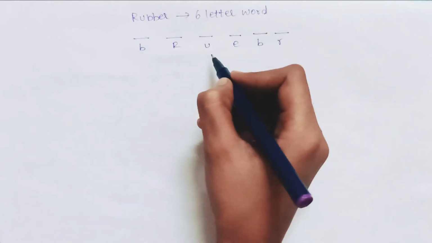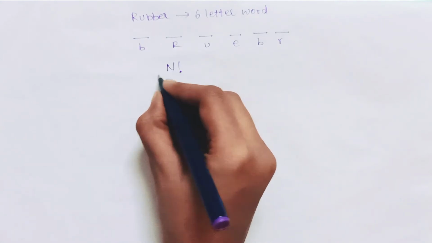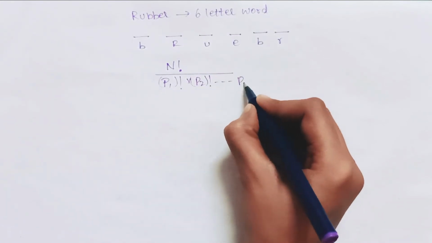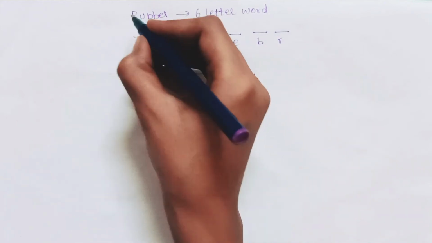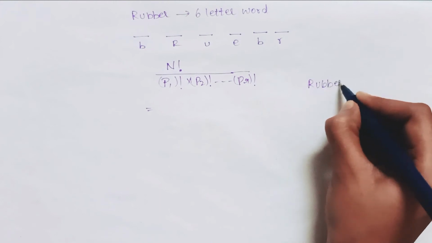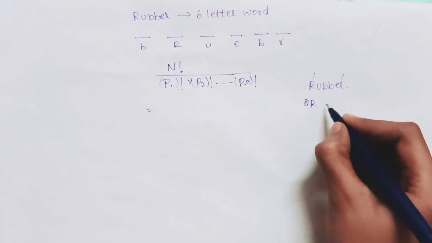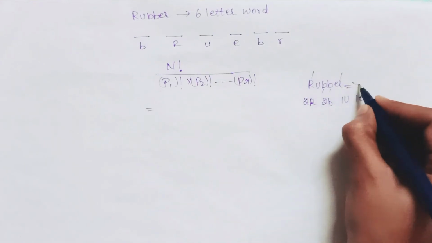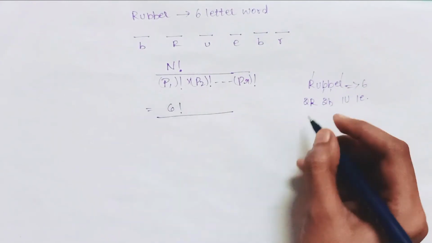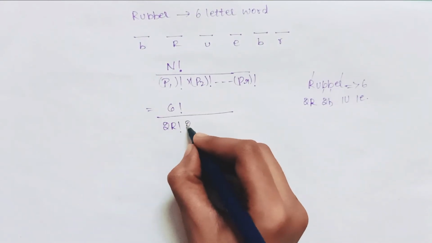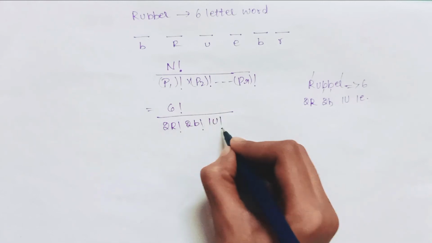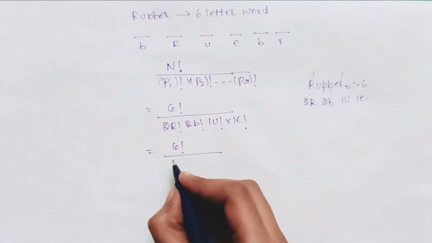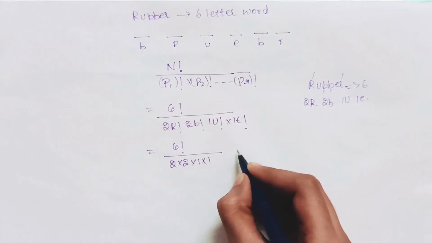It is difficult to find for every number, so we have one formula: n factorial by p1 factorial into p2 factorial and so on up to pr factorial. So for RUBBER, we have 2 R's, 2 B's, 1 U, and 1 E. So total 6 letters. So 6 factorial by 2R factorial, 2B factorial, 1U factorial and 1E factorial. And then 6 factorial by 2 into 2 into 1 into 1.